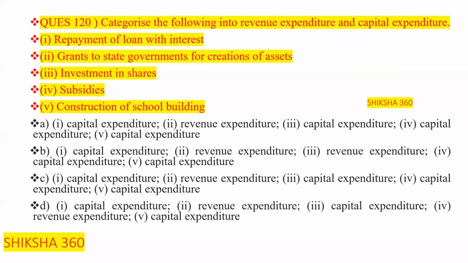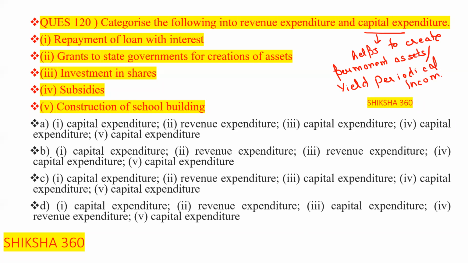In that they are asking different things. Categorize the following into revenue expenditure and capital expenditure. We have already discussed what revenue expenditure is. Capital expenditure is expenditure that helps to create either permanent assets or yield periodic income.